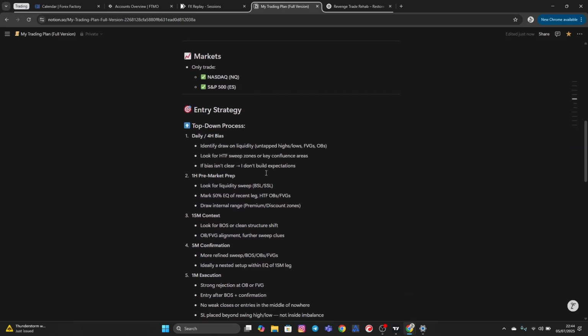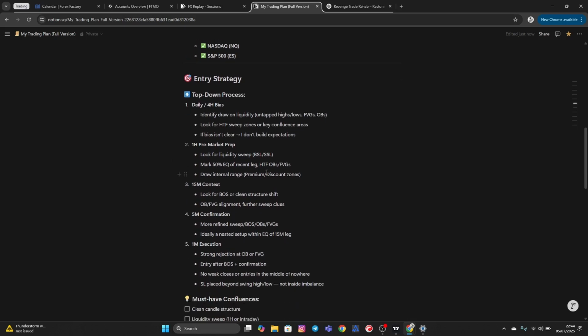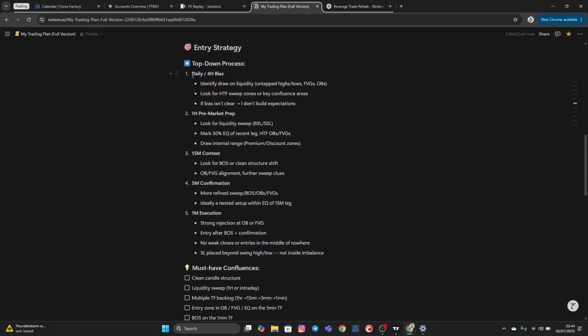Entry strategy. This is what I tweaked. I start on the daily and 4-hour bias. Identify draws on liquidity, untapped highs and lows, FVGs, order blocks. Look for higher time frame sweeps, zones or key confluence areas. If bias isn't clear, I don't build exceptions for it, or try to create something in my head where the market is clearly not showing it.